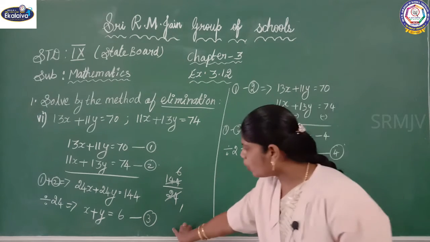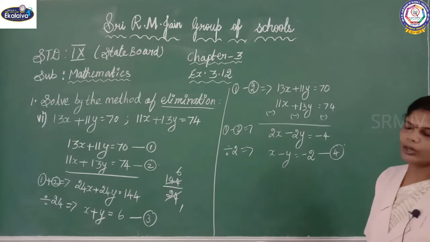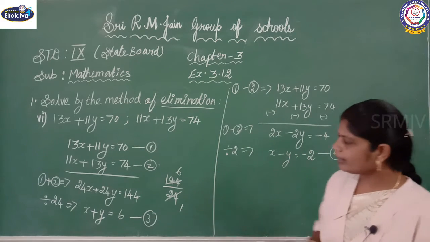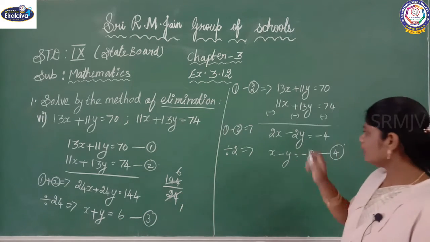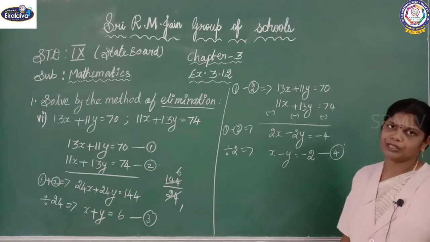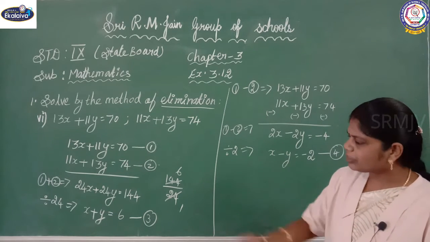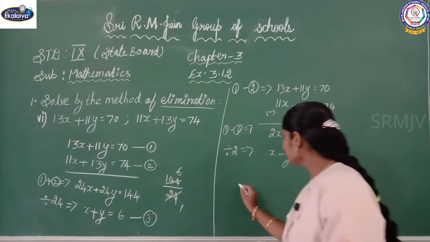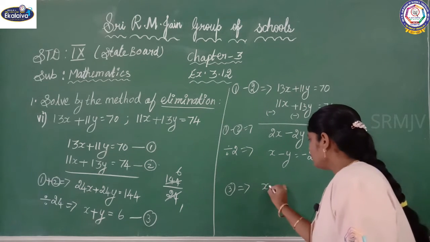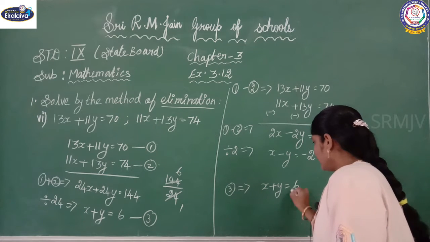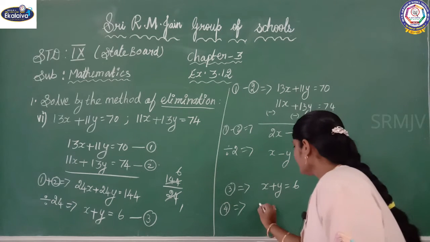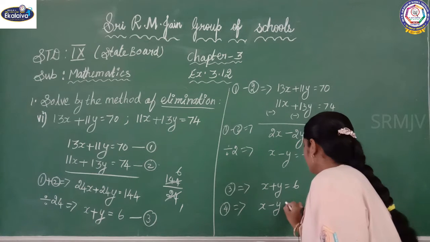Now I am going to solve the third and fourth equations. Now see the coefficients. The x coefficient is 1, here also 1. The y coefficient is also 1 here, but we have different signs in the y coefficient. So I am going to add equations 3 and 4. Write the third equation here: x plus y equal to 6. The fourth equation: x minus y equal to minus 2.